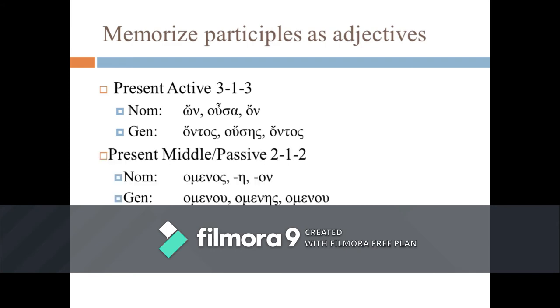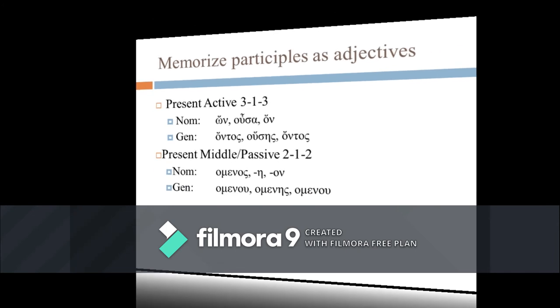And the present middle, all you have to do, again, is learn it as an adjective: omenos, omene, omenon. And you can do it any way you want. Omenos, omene, omenon. Those are the endings to the middle. And of course, the genitive is omenou, omenes, omenou, because this is a 2-1-2 declension.